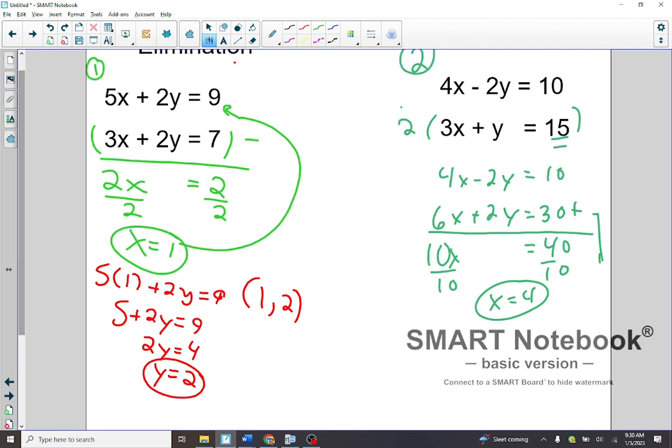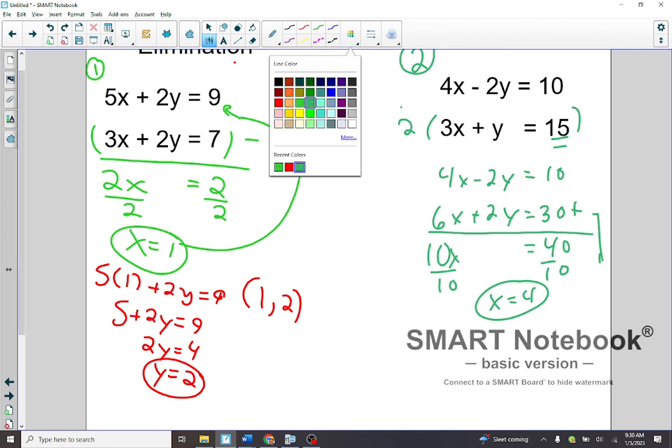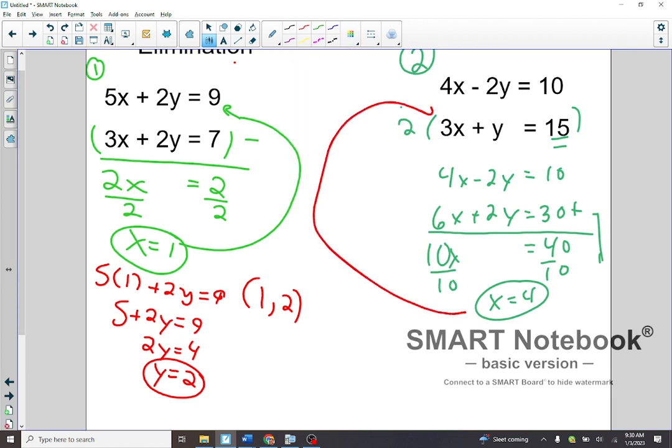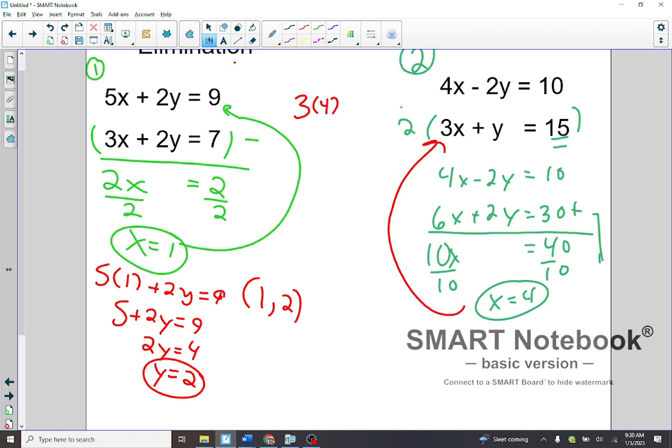The best part is there's no wrong choice in this situation. There are better choices, because the bottom one is easier. Let me rephrase that. There's no wrong choice, but there are better choices. Oh, I did the top one. Okay. So 3 times 4. Oh wait, is it y? No, it's x. Plus y equals 15. 12 plus y equals 15. Minus 12 on both sides. y equals 3. So our final answer here, 4 comma 3.